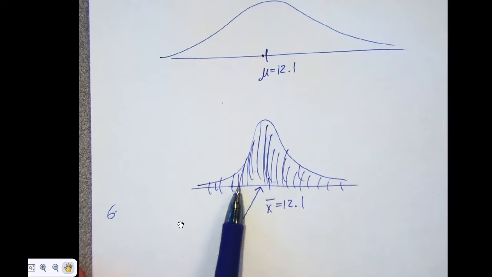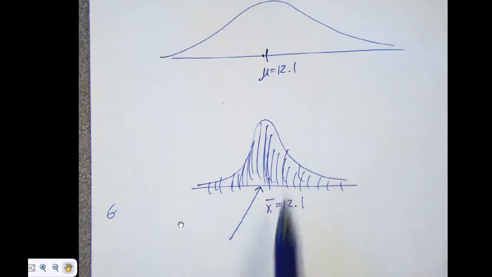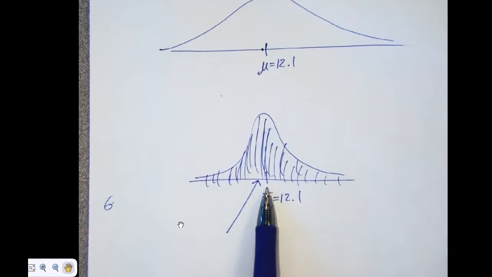What about like 11.9? What would it depend on? What else would I have to know to think about this? What if it's 12.1 and my standard deviation is 0.0001?